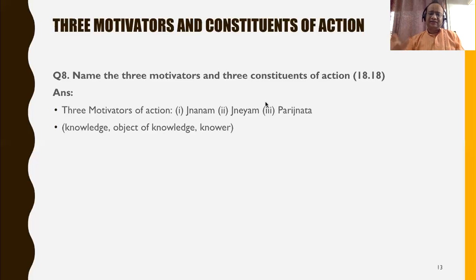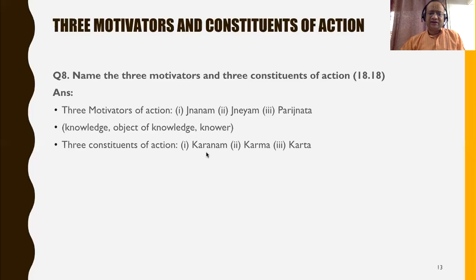Then this is the conceptual part, and then the constituents of action. Now you are doing something, you are executing it. So the three constituents of action are karanam, karma, and karta. Karanam is instruments, or you can say senses. We will use hands, we will use eyes while doing the activity. Karma is the work that we will do, and karta is the doer. This is at the time when you are doing some problem solving and things like that.